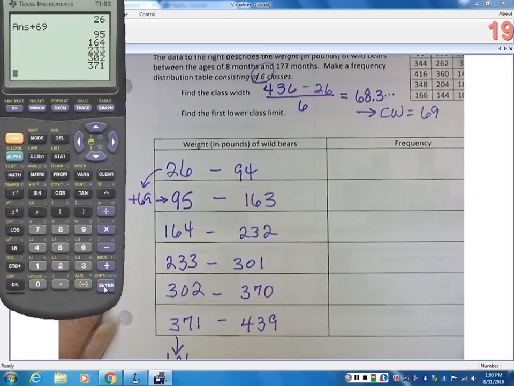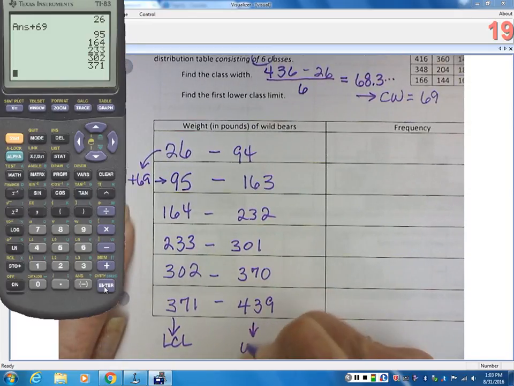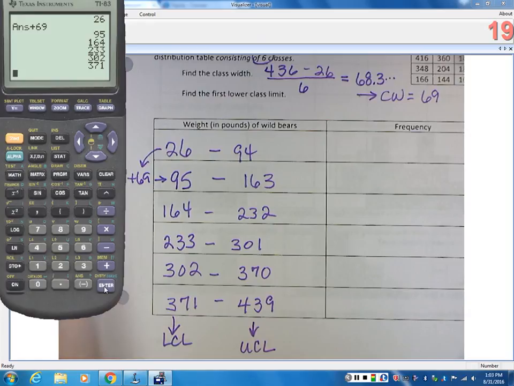So we have our frequency distribution with its lower class limits and its upper class limits. And I didn't ask you to find the midpoints because that's not what we need to do just yet. But now we need to have the frequencies.